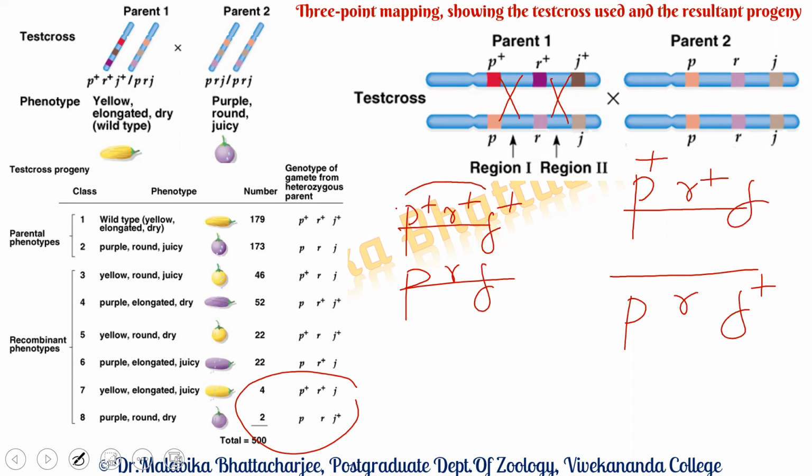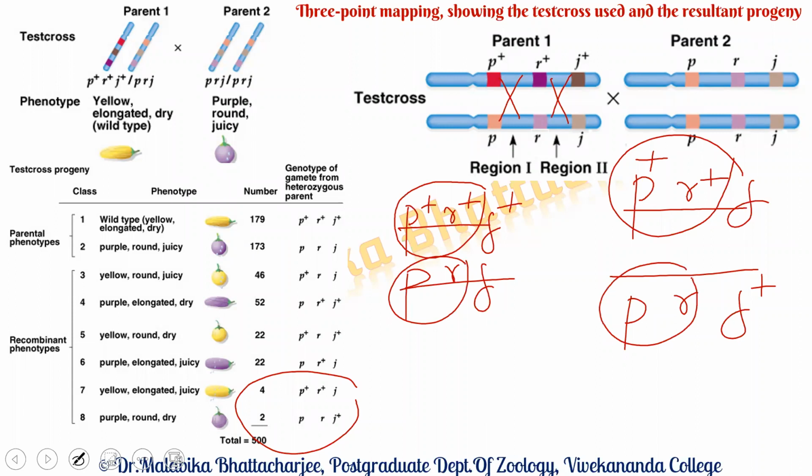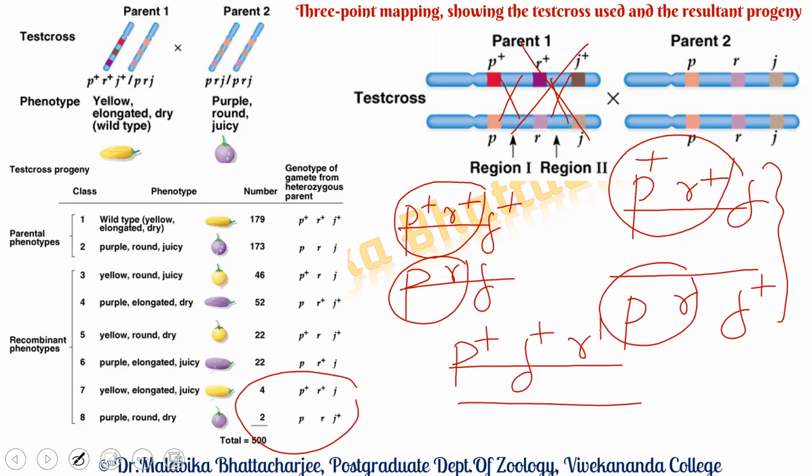You see, in this scenario, in the parents P plus and R plus are together. See the similarity, P plus and R plus together, PR together, PR together. It is the J gene which has changed its position with respect to the parents. Hence, this is not the correct picture. J is supposed to be the middle gene. So if we analyze this diagram once more, this will be P plus, J plus, R plus, P, J, R.